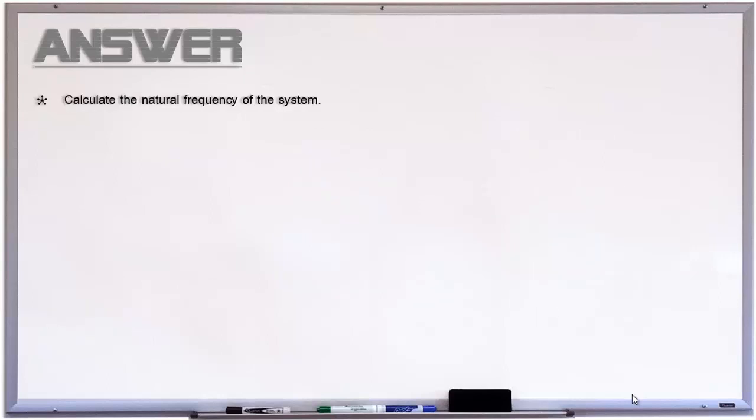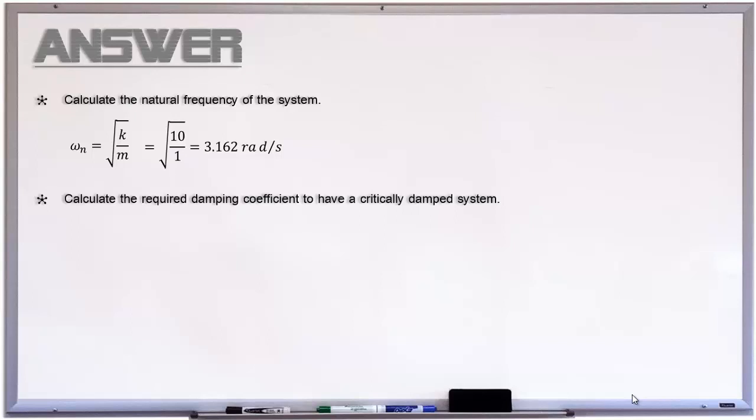Now, the second requirement of the problem is to calculate the natural frequency. So the natural frequency omega n equals the square root of k over m, the spring constant over the mass. Both of these variables are given in the problem, and therefore we have omega n with the value shown on the screen.